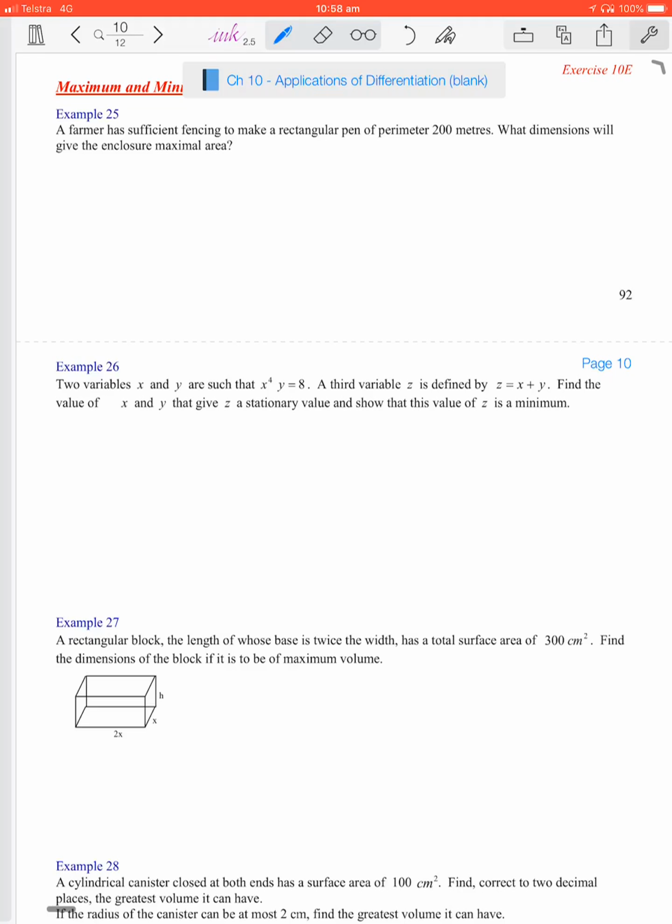Okay guys, so this is where the fun really begins. This is the stuff that everyone seems to hate because it's worded questions. But once you've done a few of them, you start to recognize the patterns that sort of occur. So here I've got: a farmer has sufficient fencing to make a rectangular pen of perimeter 200 meters. What dimensions will enclose the maximum area?